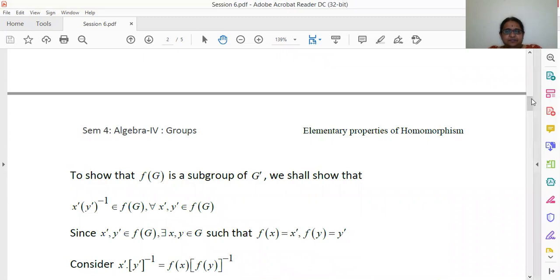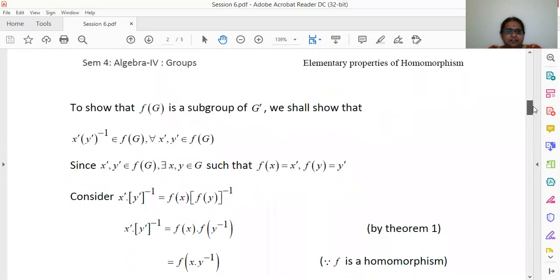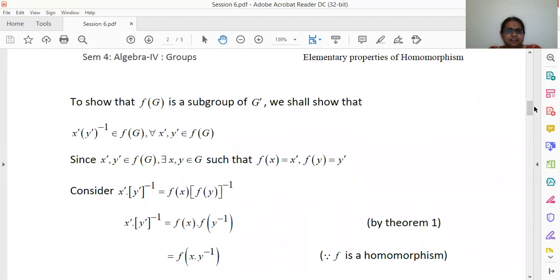So now this f of y inverse can be written as f of y inverse, from the first theorem we have just proved. Therefore, x dash dot y dash inverse is equal to f of x dot f of y inverse, or this is f of x dot y inverse. F of x dot f of y inverse can be written as f of x dot y inverse, since f is a homomorphism.